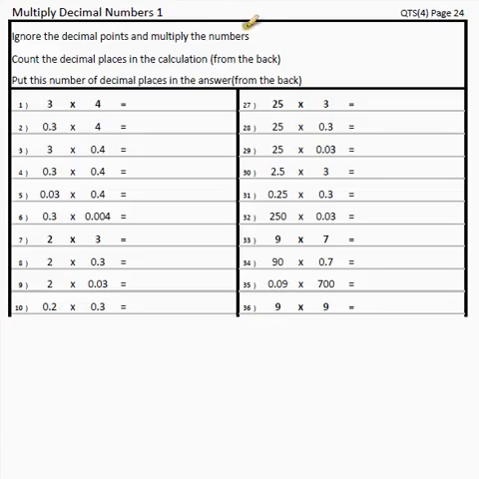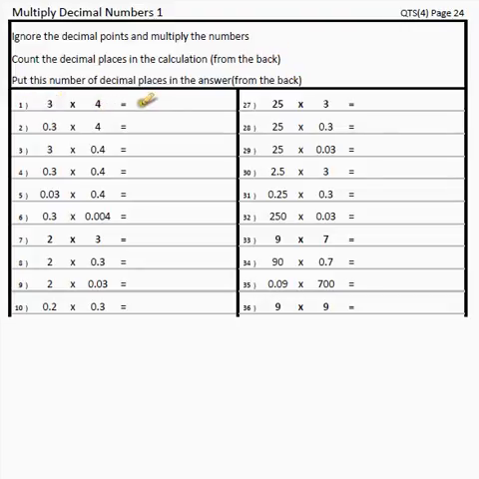Now, this is something a lot of students find quite tricky: multiplying decimal numbers. We need to follow these rules. Ignore the decimal points and multiply the numbers. Count the decimal places in the calculation from the back. Put the number of decimal places in the answer from the back.